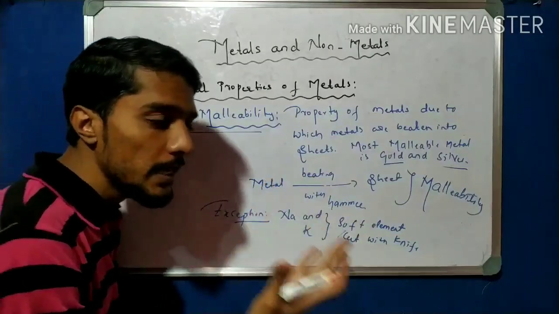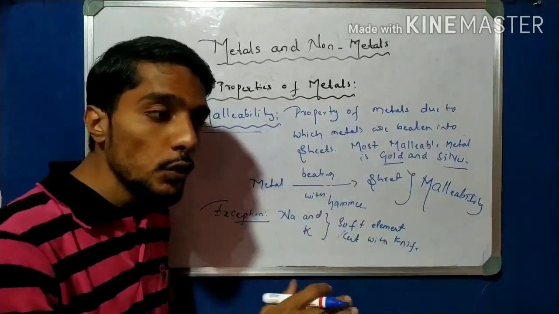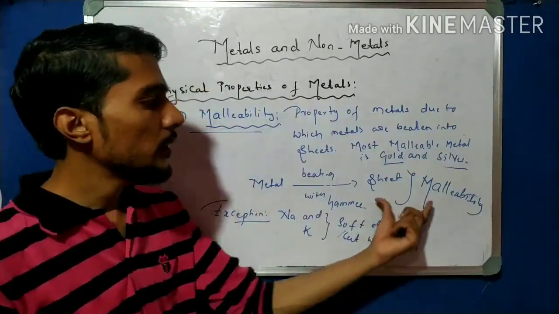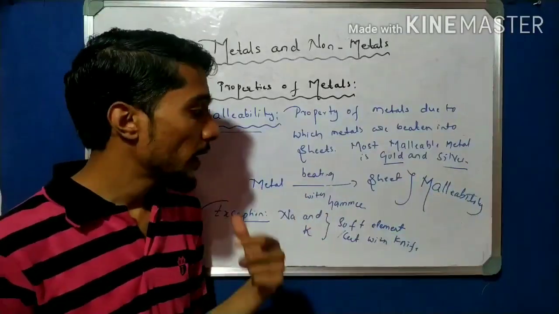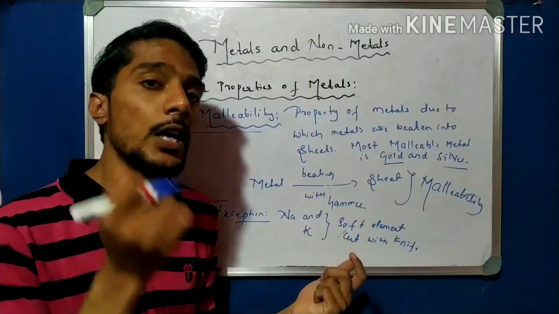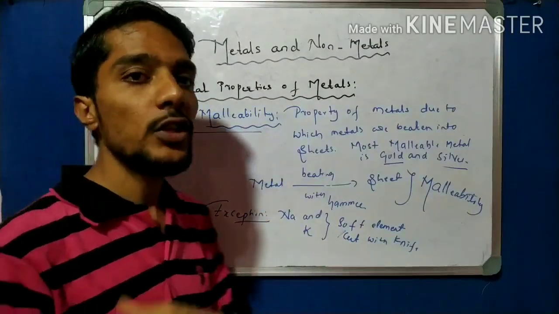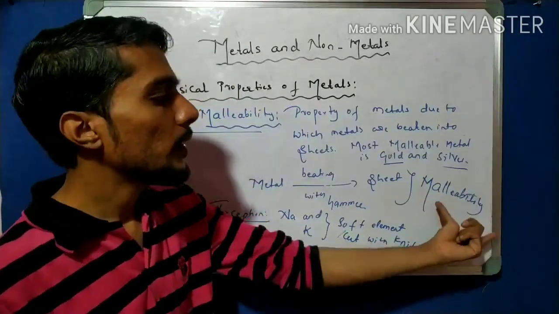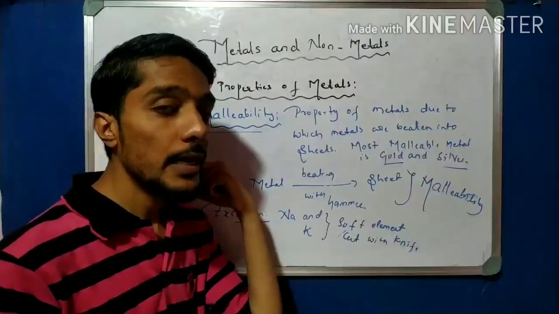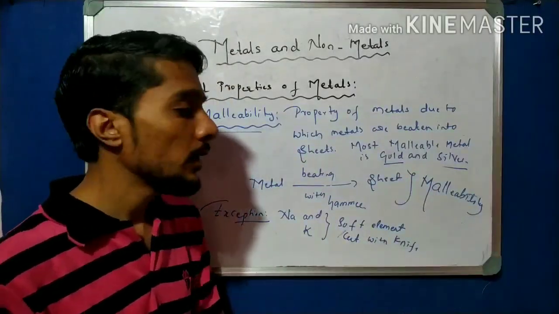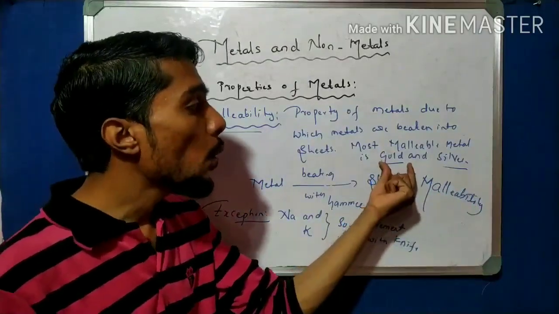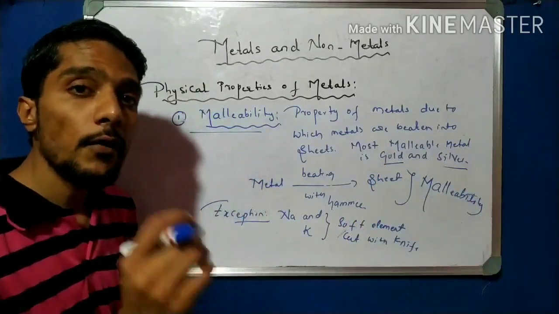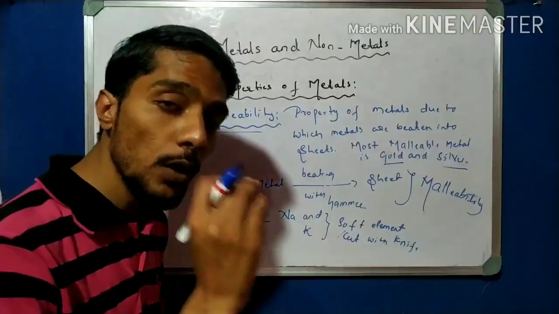If a metal is given and a hammer is given, which property do you check? Malleability. If I give you a metal and a hammer and order you to beat it, which property are you checking? Nothing but malleability. Whenever a metal is converted into a sheet by the beating process, it is called malleability. Then why are gold and silver used for making gold or silver ornaments?